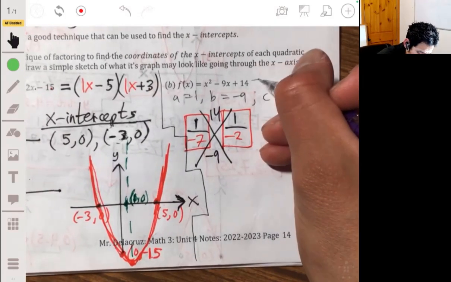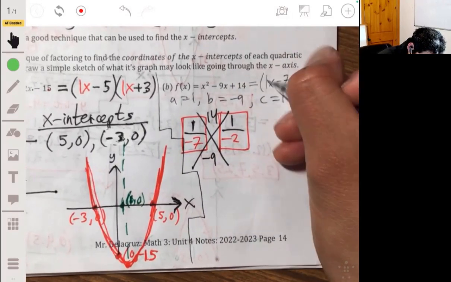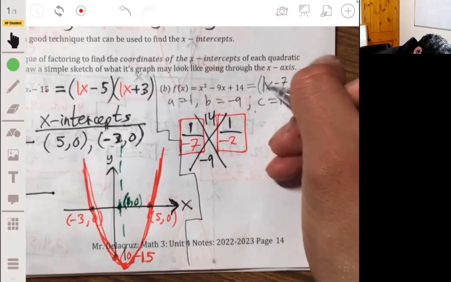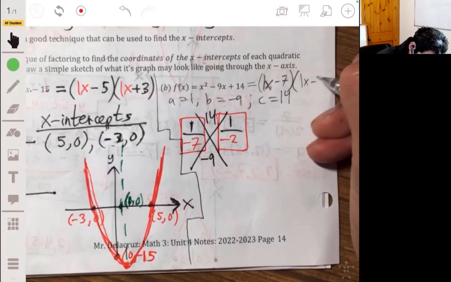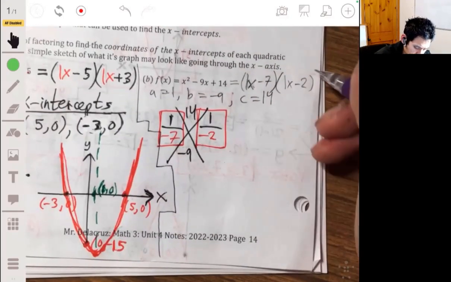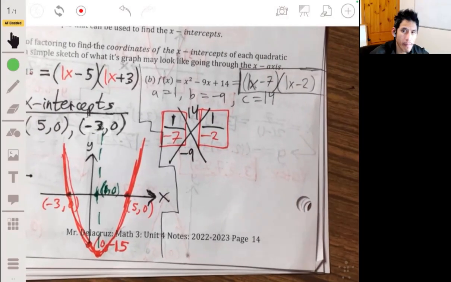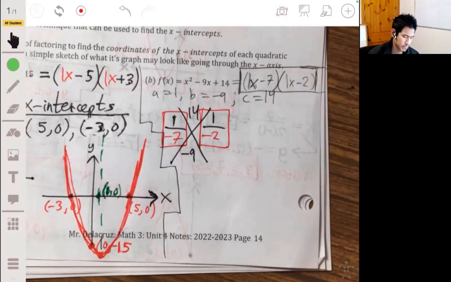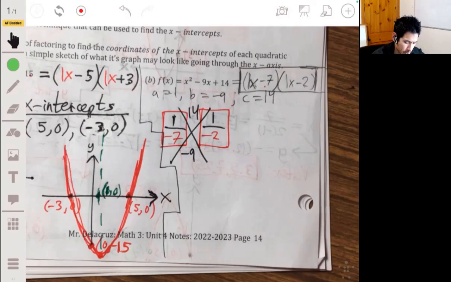And so this will be equal to 1x minus 7 times 1x minus 2. You don't have to put 1x, you can just put x, but I like it just in case some students need to see that. We got our factored form already. And so the x-intercepts will be at 7 and 2. See?